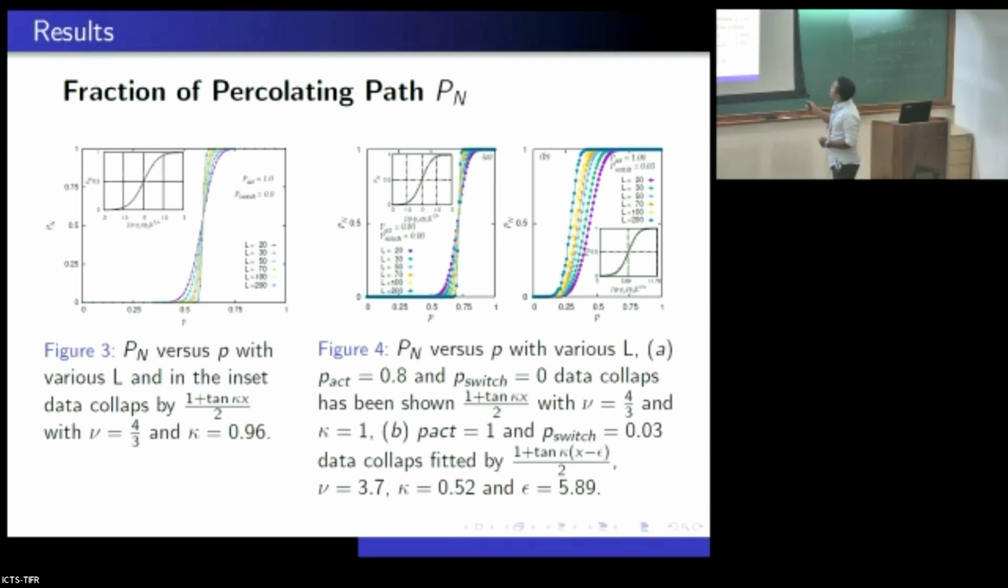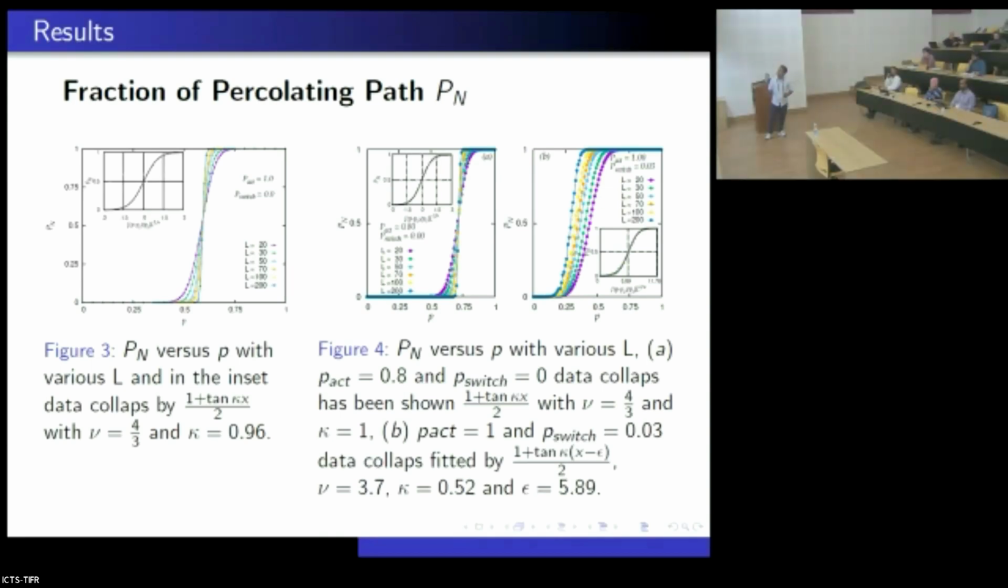And setting P act 1 and slightly increasing P switch, only 3%, this rapidly drops down towards 0. In this case, it's 0.12. I mean it rapidly drops down to 0. That is, immediately all cells go on to percolate.